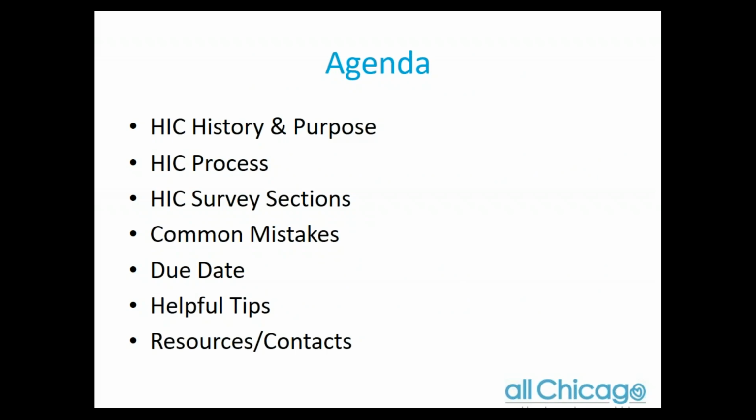So on your screen, you'll see the agenda. We'll talk a little bit about the history of the HIC and the purpose. Then we'll show the 2019 process. And then we'll really dive into the different sections of the HIC survey. At the end, we'll just go through a few common mistakes that we saw in 2018 and then talk about the due date and close it out with some helpful tips and resources here at All Chicago.